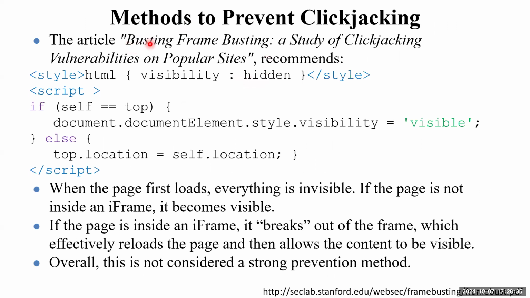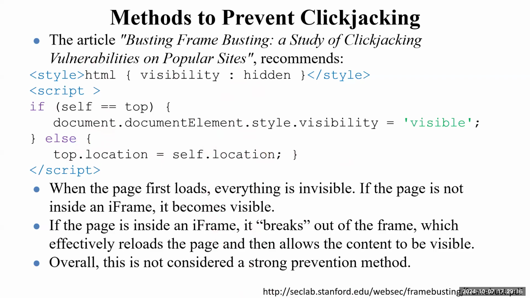But for frame busting, by the way, this website here talks about it in detail. First you start and you hide everything. Don't let them see anything. And then if you're on the top, meaning you are the topmost website, not in an iframe, then it's fine. Make everything visible. So when you first go there, you're hidden. If you're on the top, make you visible. But if you're not on the top, if you're in an iframe, you're not the topmost element in the document object model, then it makes the top be you. So it moves you to the top.